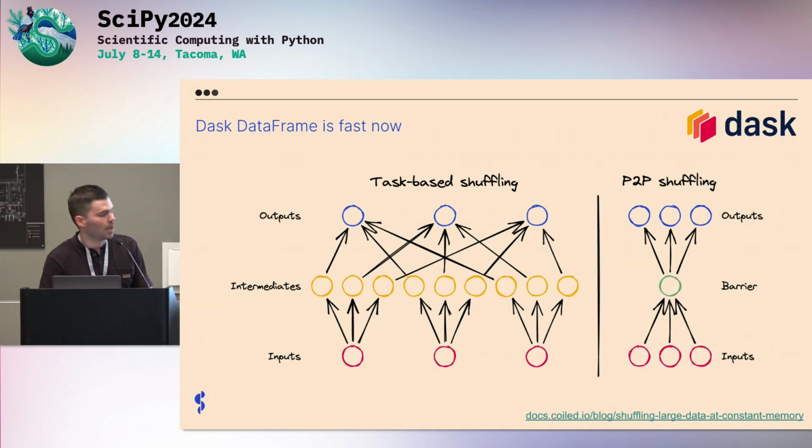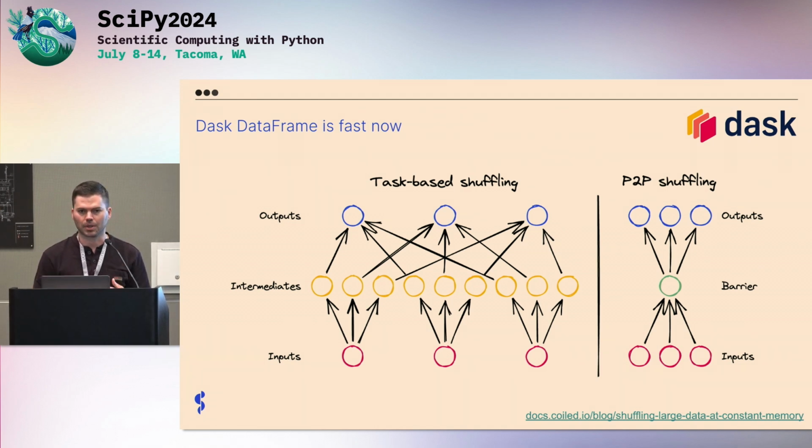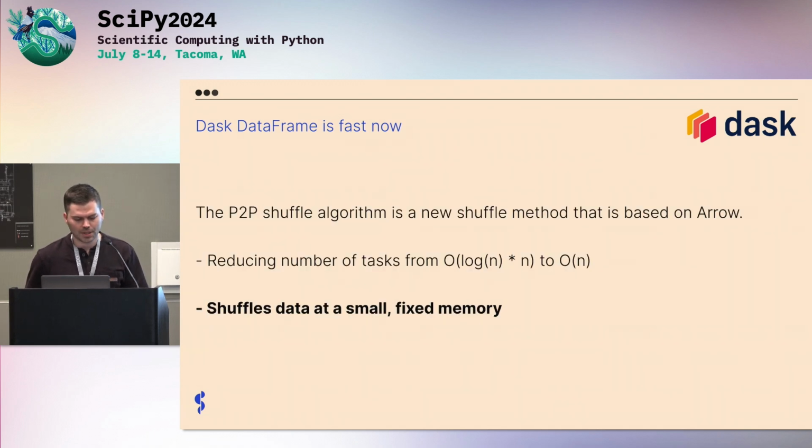The P2P shuffling algorithm hides a lot of that complexity away from the scheduler. So we have just a single barrier task in between. So it cuts down on the complexity of the operation. It also does it in a much reduced fixed memory footprint.